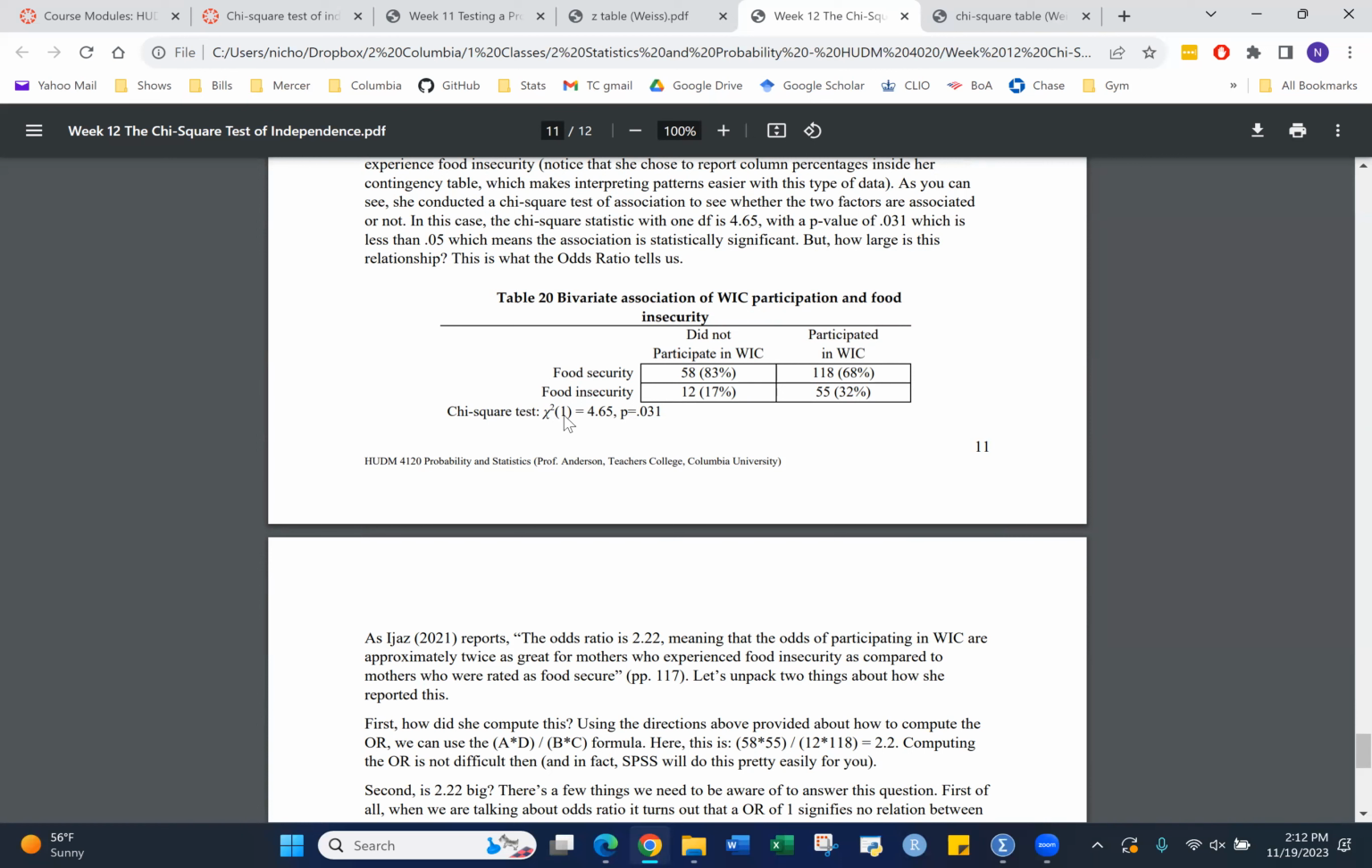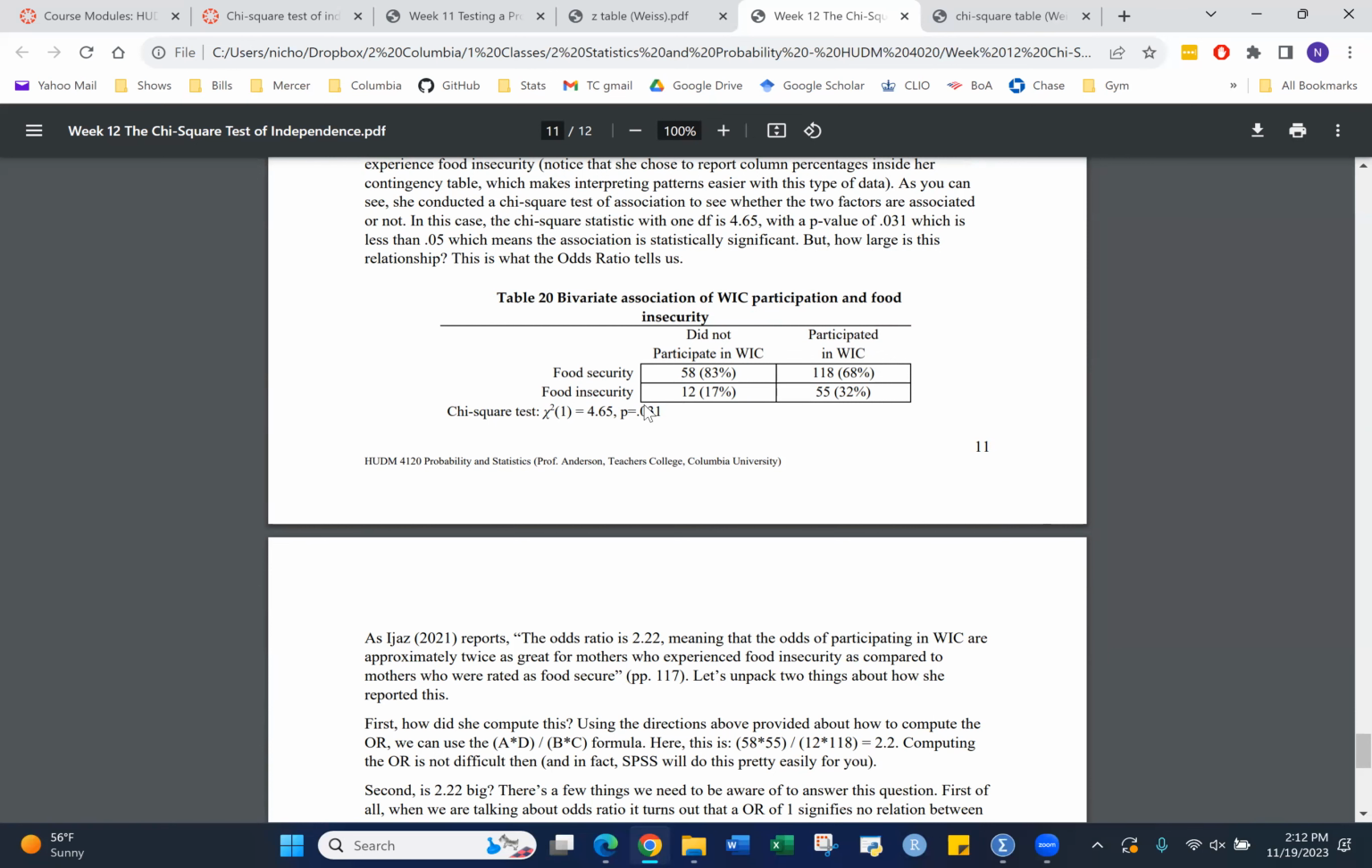Chi-squared, parentheses DF, equals the statistic 4.65, and we have the p-value at 0.031. So this is APA formatting here. And you can see here the p-value is less than 0.05. Therefore, we conclude that we reject the null, and there is an association between participation in WIC and food security.